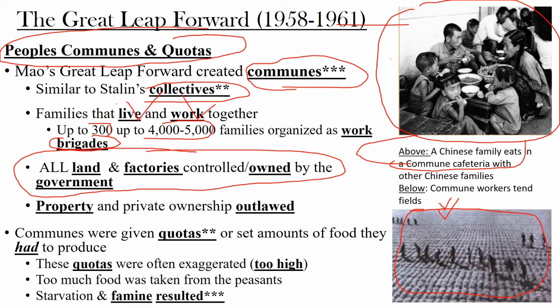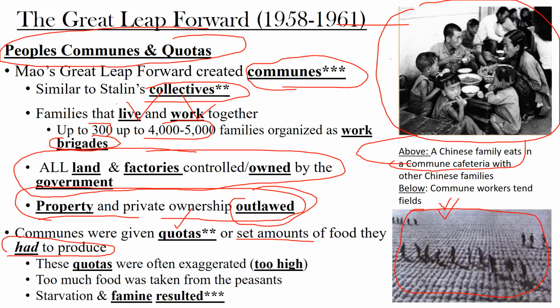Just like we saw in the Soviet Union, private property and private ownership of land or even shovels was outlawed. And there's not a ton of criticism of this because they remember what happened during the Hundred Flowers campaign. And so they're like, yep, I guess we have to go along with this or we'll be sent away to these labor camps. All of these communes were given quotas, or set amounts of food they had to produce.